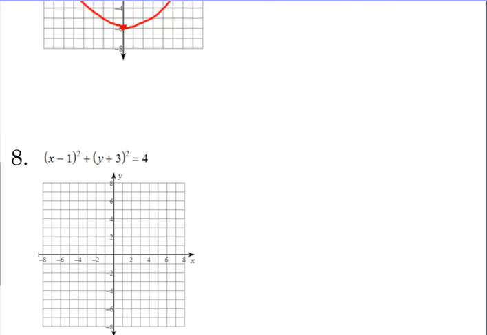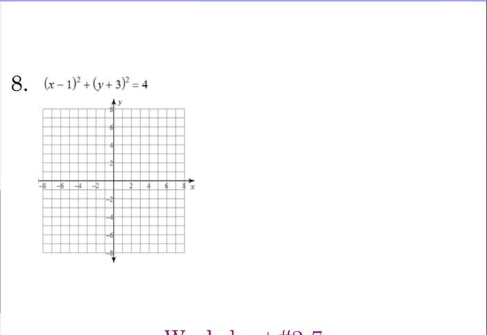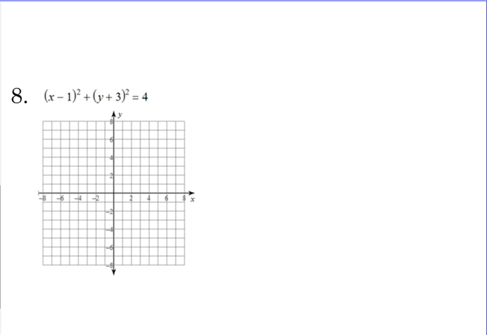Okay, let's do another one. Let's look at number 8 there on your paper. I think you have to flip over the page to look at number 8. Let's do one that doesn't have a center at the origin.